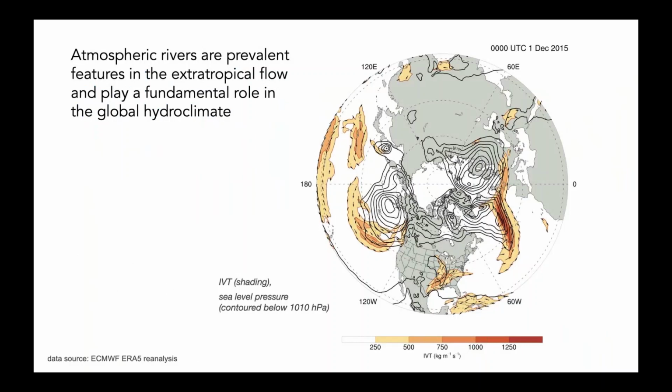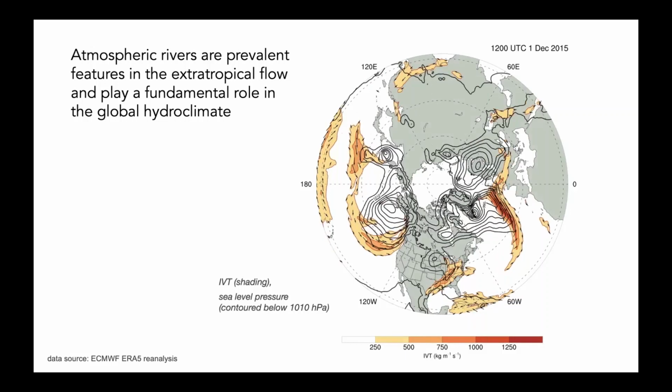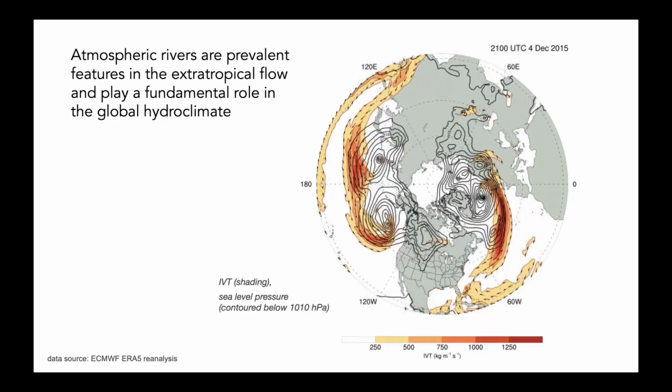So just to start us off, I'm providing an animation here of IVT, this column integrated vapor transport quantity, as well as sea level pressure, to give you an appreciation for how these features form and evolve in conjunction with extratropical cyclones in the northern hemisphere. In general, these features are prevalent features of the extratropical flow and play a fundamental role in the global hydroclimate.